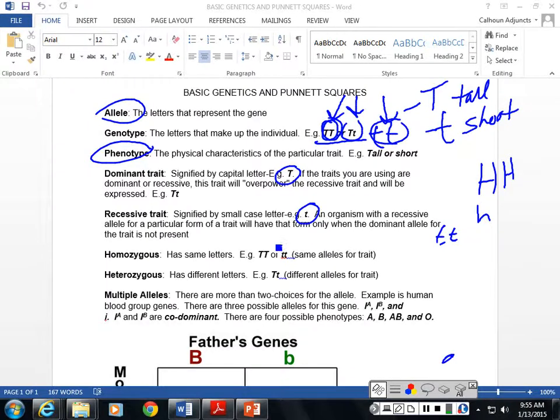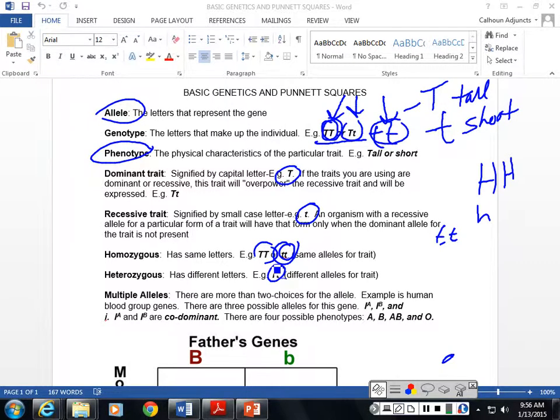Now, when we talk about how these genes are put together, if you have two of the same, for example, big T and big T, or little t and little t, you have the same gene for the same trait, we call that homozygous. So your mom was short, your dad was short, you have two short genes. Now, let's say you have a tall dad and a short mom, so you get a tall gene and a short gene. You have two different alleles. That's heterozygous. So homozygous means two of the same, heterozygous means two different.